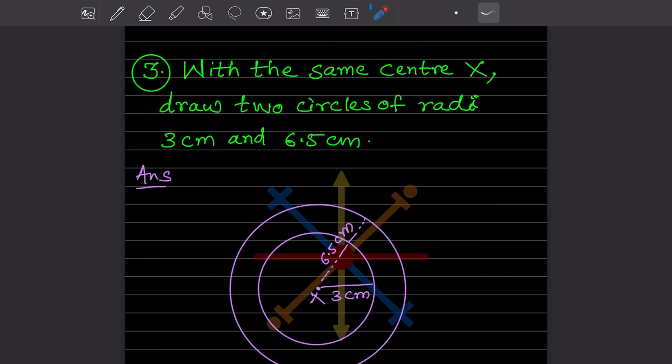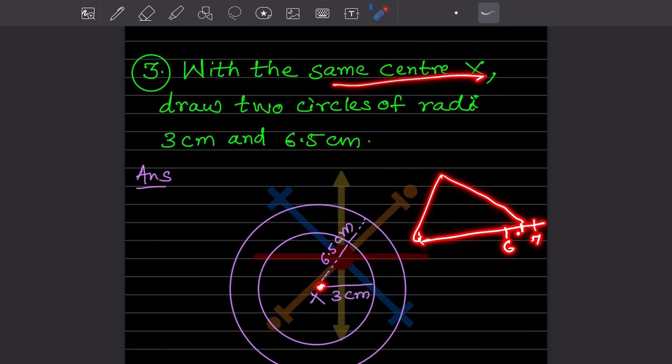Again you are going to take on the scale 6.5 centimeter, that will be in between 6 and 7. So along with the compass, again you are going to put over here. Again you are going to consider the center as the same. This is the same center x, and then you are going to draw the second circle. This is of 6.5 centimeter.